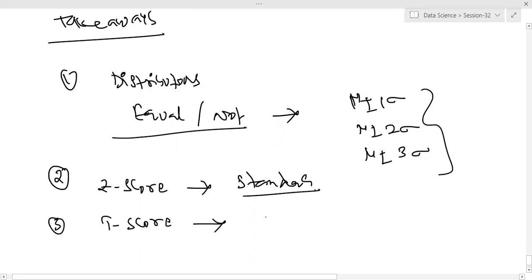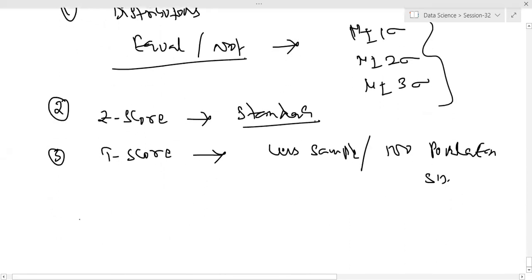When can we use the T-score? With a small sample and no population standard deviation. Very good. Okay, and that we have seen. And what is the next thing, friends?